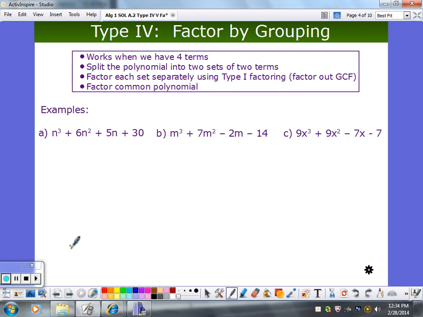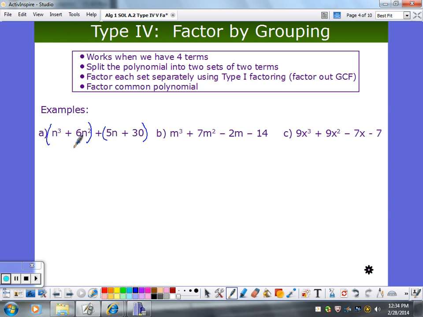Type 4, we're going to use that little thing we just practiced. Type 4 has 4 terms, in descending degree order. Now, what do you do with it? Split the polynomial into 2 separate terms. I call this group. Use group. Group. Once you've done group, you're going to do factor.